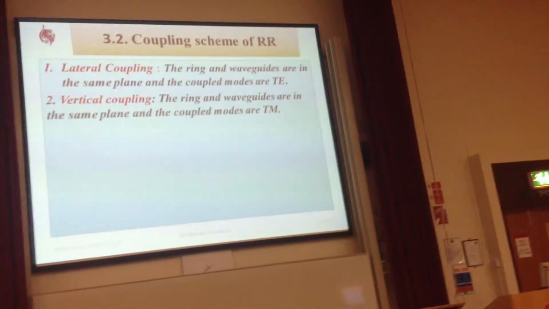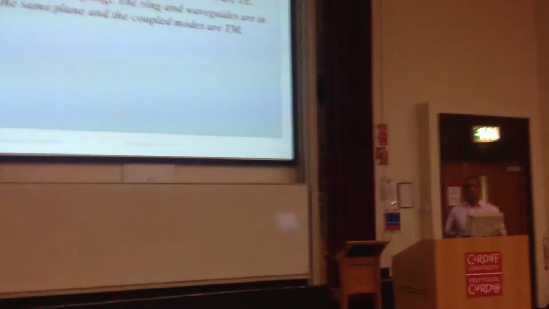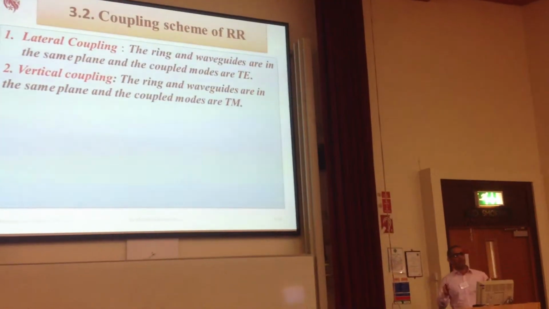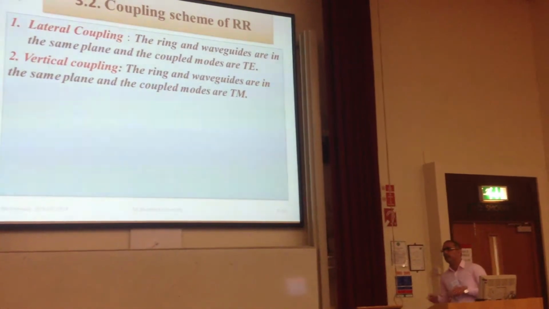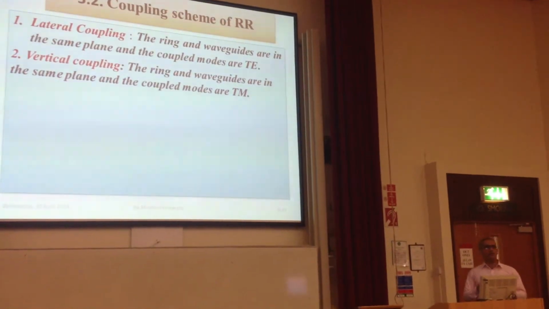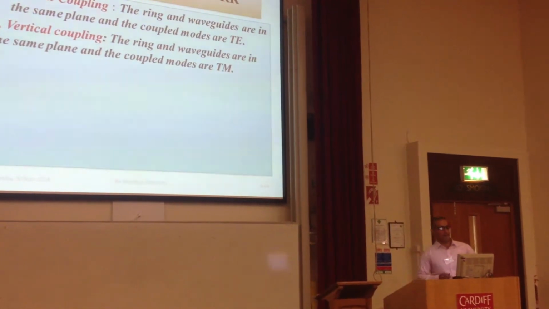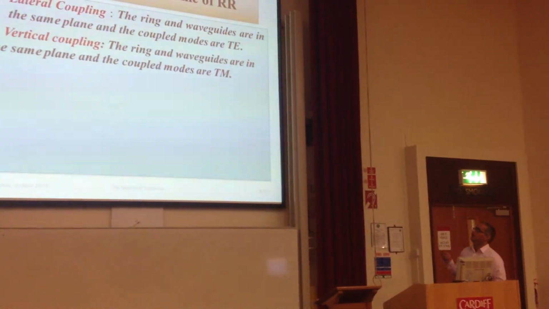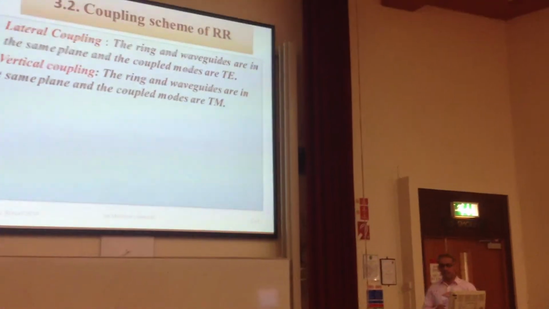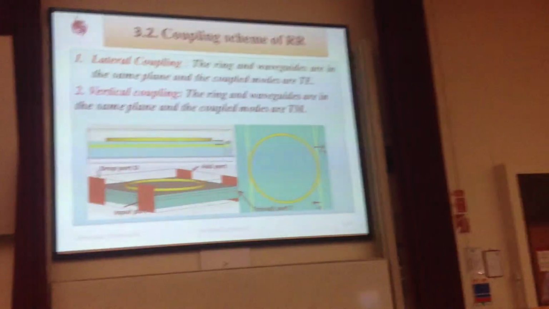Generally, the coupling schemes of ring resonators are of two types. One is the lateral coupling, shown in the previous slide, in which the ring and two bus waveguides are in the same plane. And in that scheme, the dominant mode is the TE mode. The other coupling scheme is the vertical coupling, which is of my interest in this talk. The ring and the waveguides are in different planes, and the dominant mode is the TM mode.